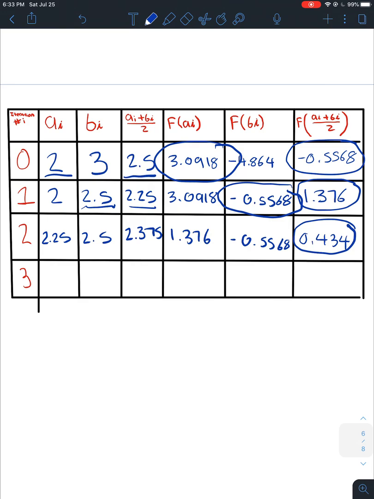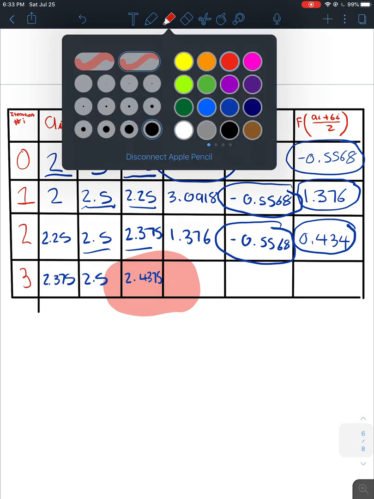In order to make f(a_i) times f(b_i) negative, we would have to take the b_i. So then we check this one and b_i, and we see the lower bound would be 2.375, the higher bound would be 2.5, and we see the midpoint would be 2.4375. So in this case, our root is here, and if we continue this process, this number would get much more accurate.